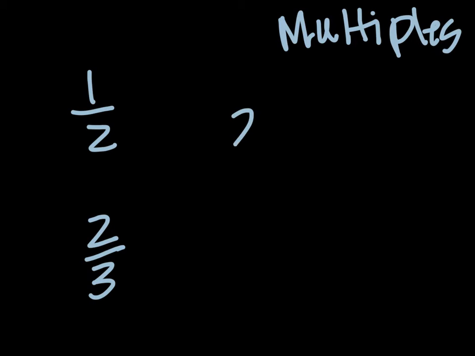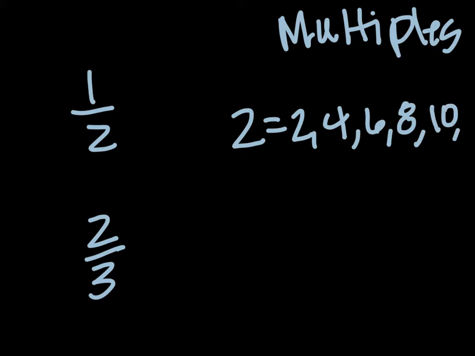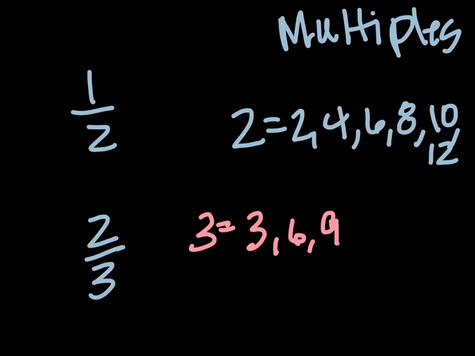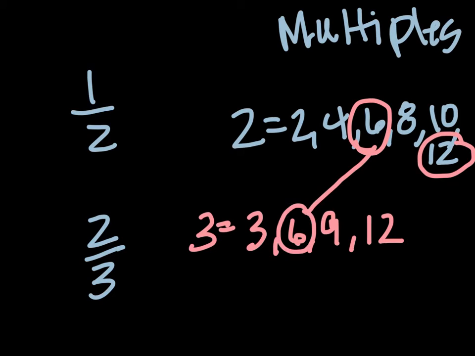Okay, so I'm going to just count by 2. So I'm going to say 2, 4, 6, 8, 10, 12, and obviously I could keep going for a while, but now let's go ahead and do my 3s. So I've got 3, 6, 9, 12. If we look at those two lists, we can see that both 6 and 12 are multiples of both 2 and 3. You guys see that? Good. So we could really use 6 or 12 as our common denominator.